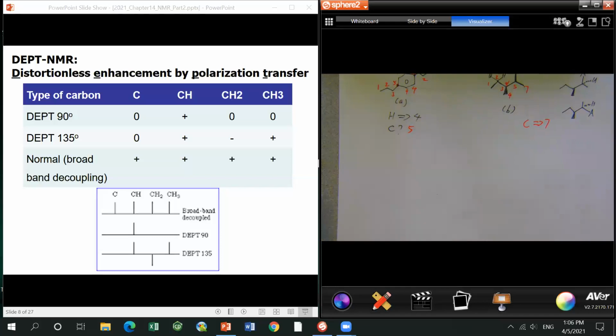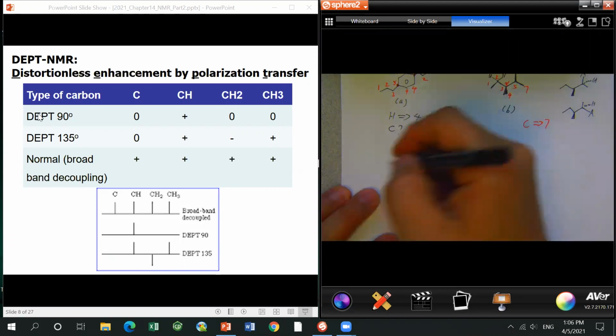Next, we'll learn a very special carbon NMR called DEPT NMR. This one is a little bit hard, so please focus here. DEPT NMR is actually not only one single spectrum. It is actually three spectra overlaid together, and that's how you generate the DEPT NMR. Normally the first one is what we call the DEPT 90.